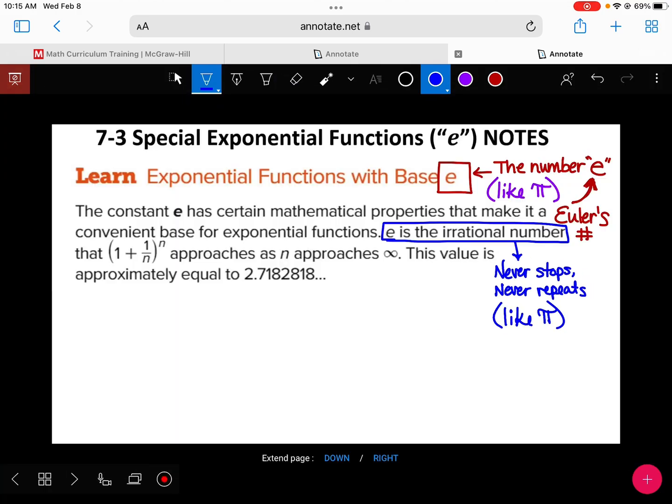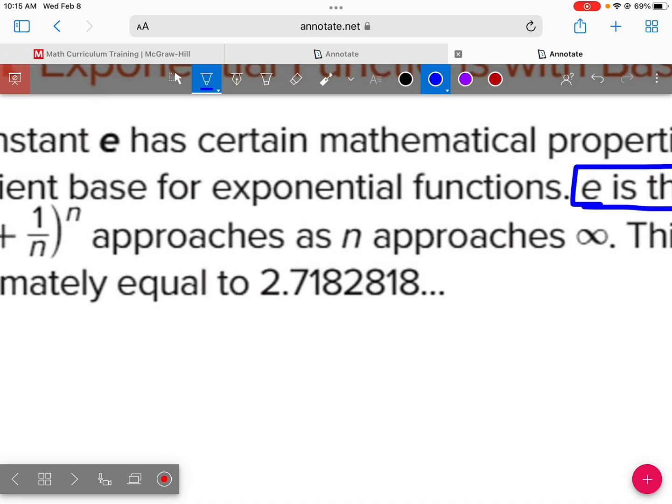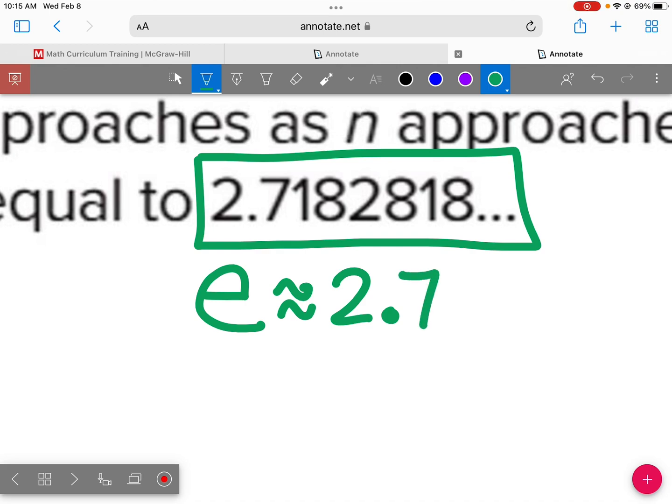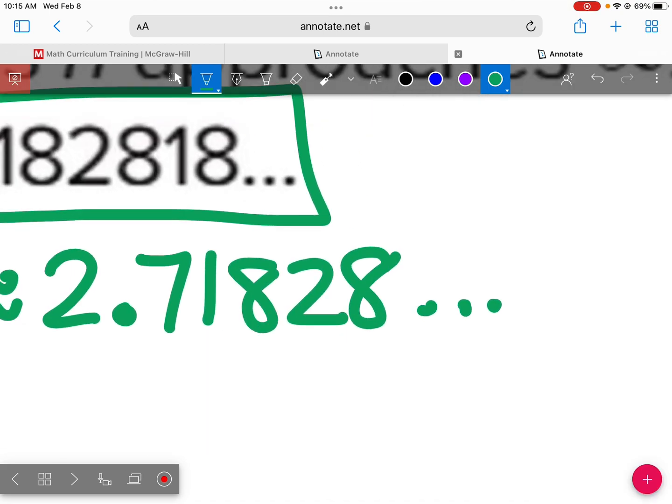That's what it means for something to be irrational. Here is the approximate value for e. Just like pi is 3.14159 something, something, e is about 2.71828 something, something. That's about as deep into e as we're going to get for today.